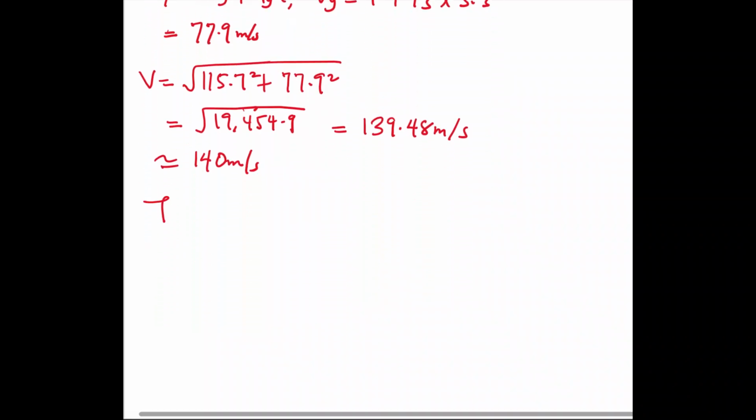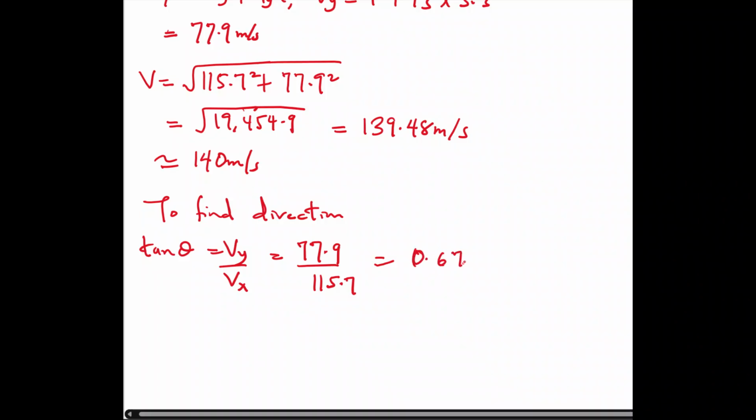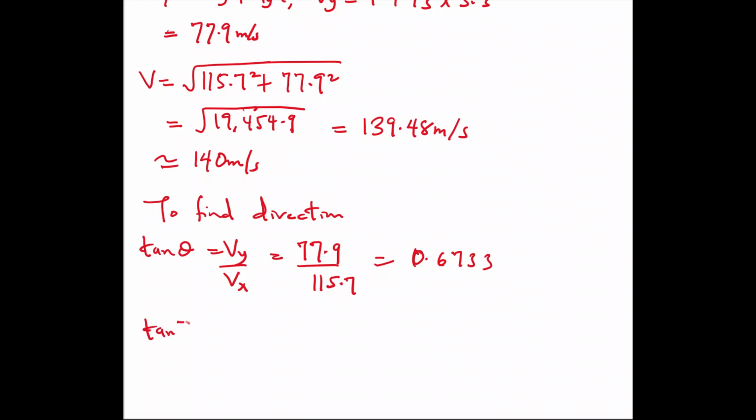So now we want to find the direction. To find the direction, we are going to use the formula tan theta equals Vy divided by Vx. So that's 77.9 divided by 115.7. So let's punch that in the calculator. 77.9 divided by 115.7 should give us 0.6733.